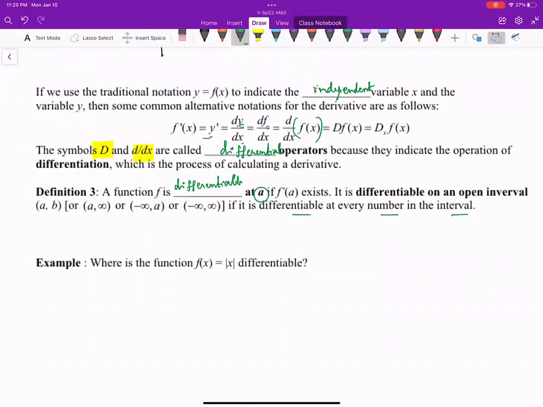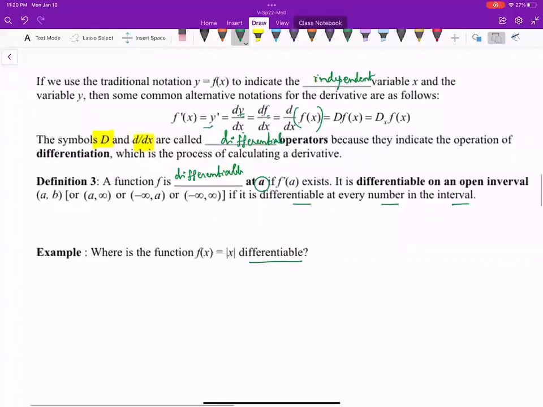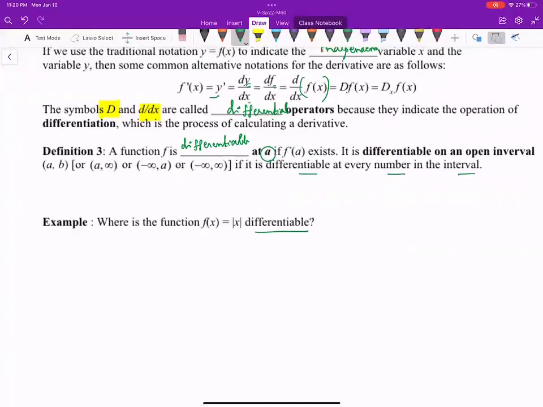Where is the function f of x equal to absolute value of x differentiable? So we know how to graph it. We'll start off with the graph of the absolute value function. The graph looks like a V-shaped graph, right? Here, absolute x is equal to x because x is positive. And here, absolute x will be equal to negative x for x less than 0.